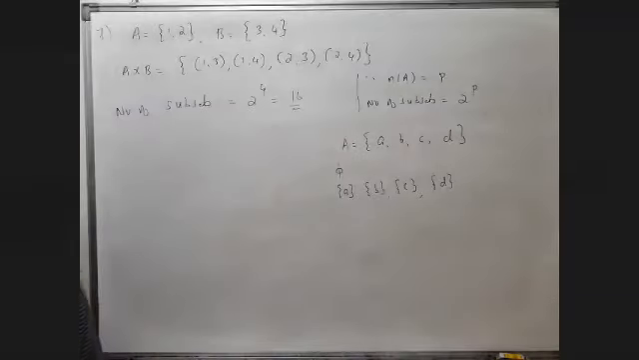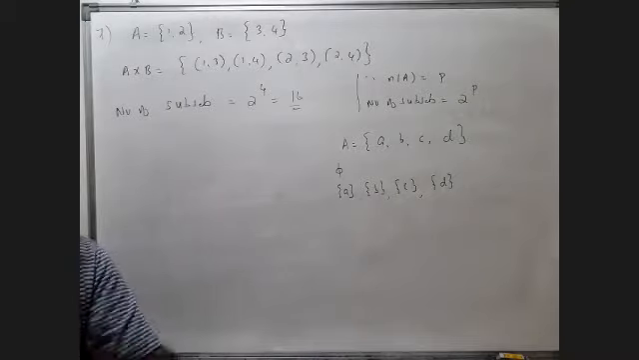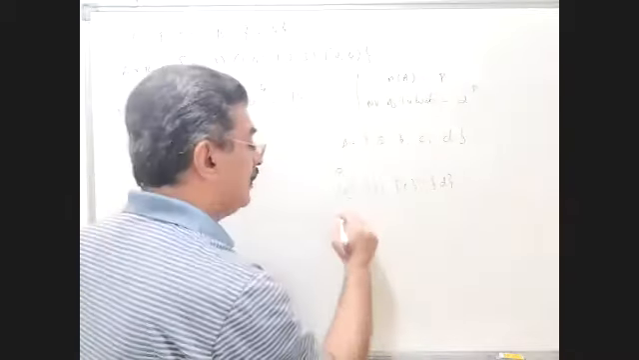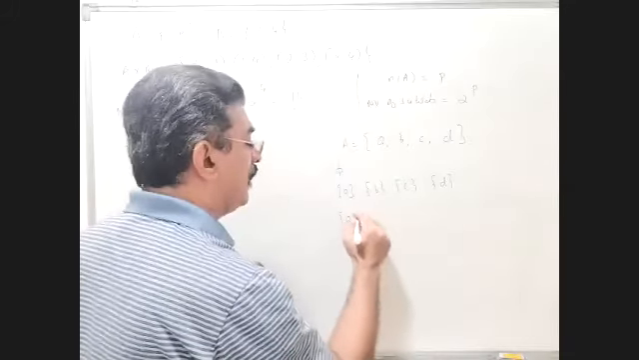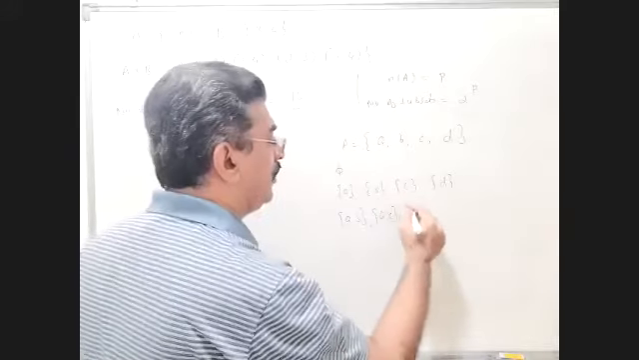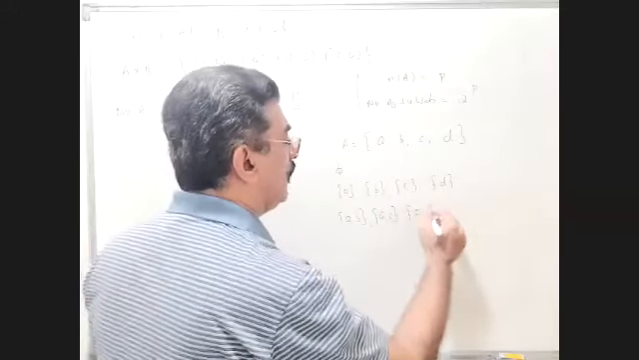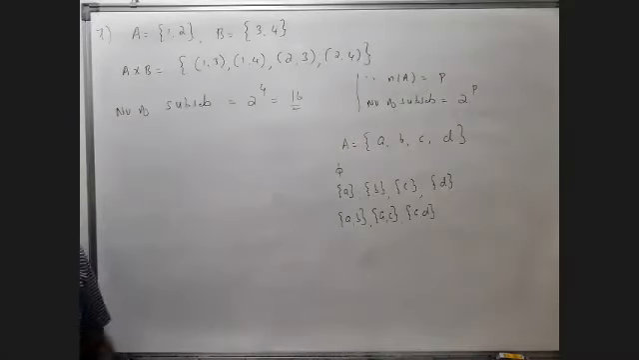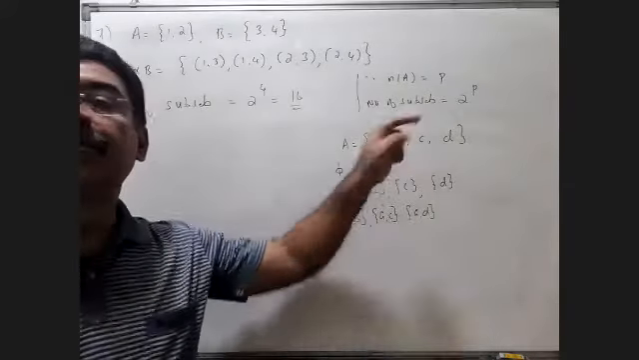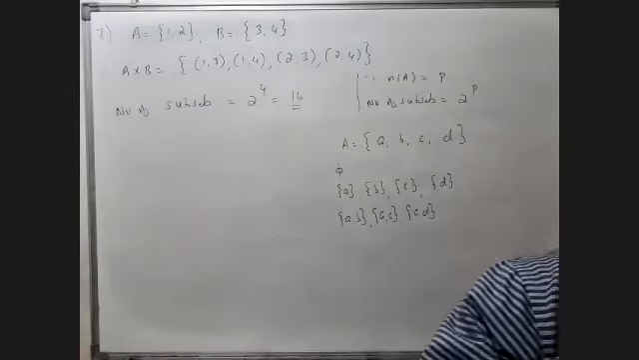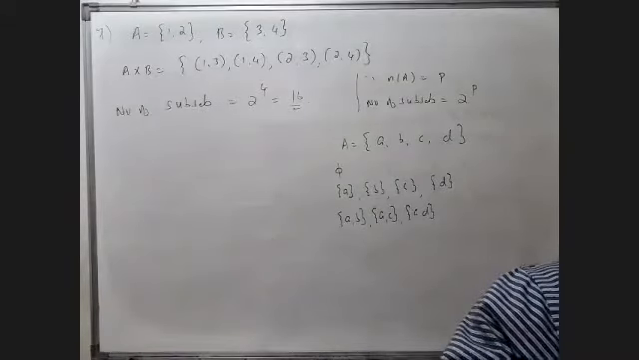Then we write sets with 2 elements, in an order. Starting with A, we have AB, then AC, then AD. Then starting with B.